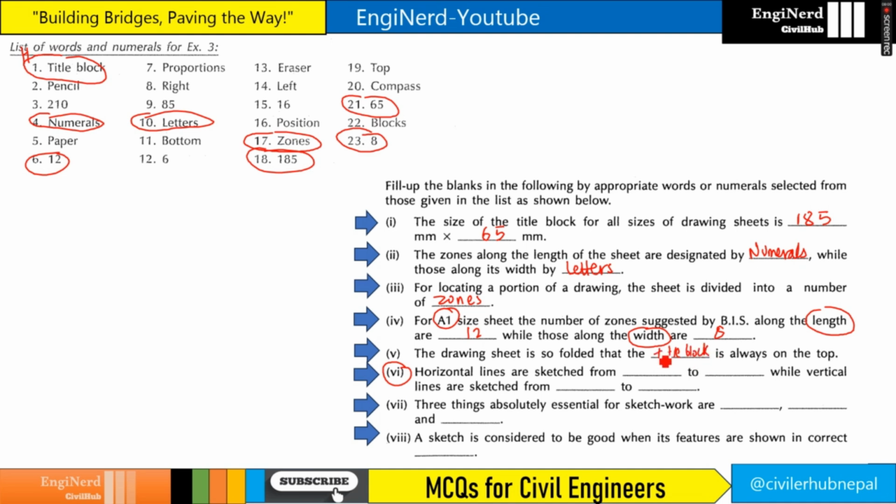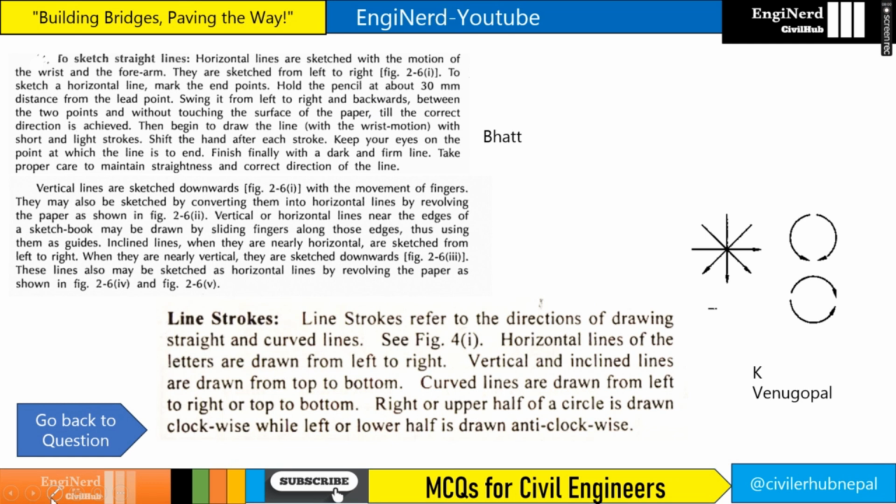So next is horizontal lines are sketched from dash. So this is the main question for us, right? Horizontal lines are sketched from dash to dash, while vertical lines are sketched from dash to dash. Let's see for this particular question. So we have already seen about this particular writer Bhatt, right? But this writer says horizontal lines are sketched from left to right and vertical lines are sketched downward from top to bottom, right? So another writer K.